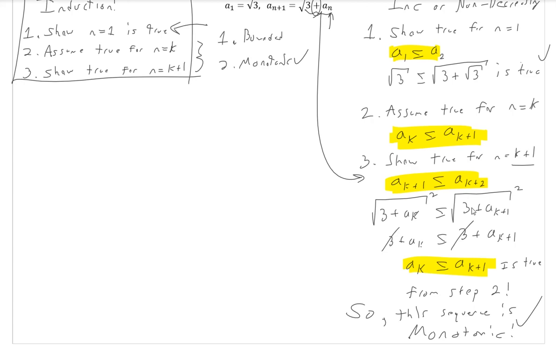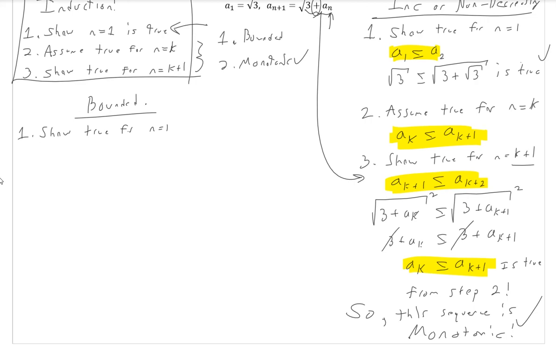Bounded is going to take another induction like this. So for bounded, we did monotonic. Now for bounded. Again, we're going to do all 3 steps. We're going to show true for n equals 1.